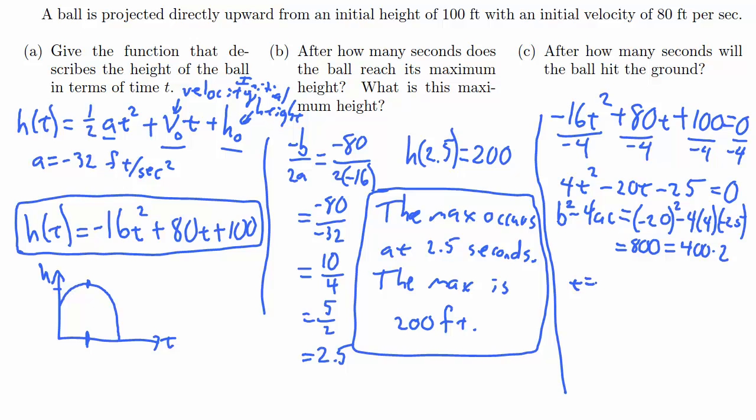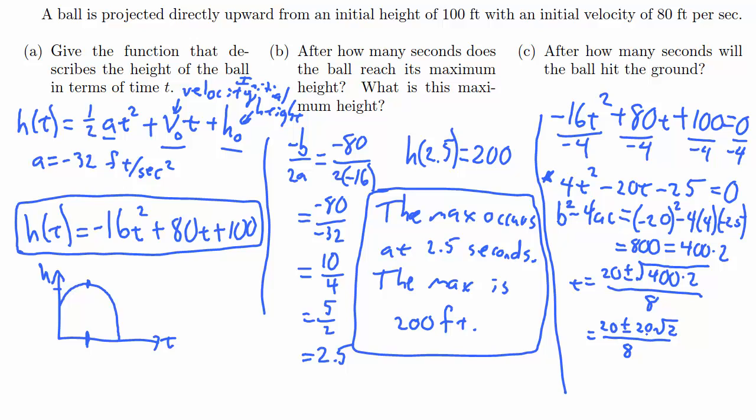Now notice that 800 is not a perfect square. If you type it in, it'll just give you a decimal. So that means that t is equal to negative b plus or minus the square root of b squared minus 4ac all over 2a, the quadratic formula. So negative b is positive 20 plus or minus the square root of 400 times 2 all over 2 times 4, which is 8. So this is actually 20 plus or minus 20 root 2 all over 8.